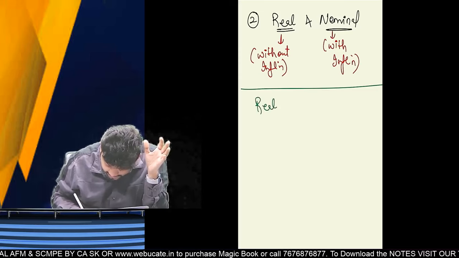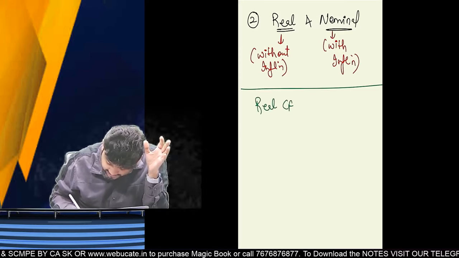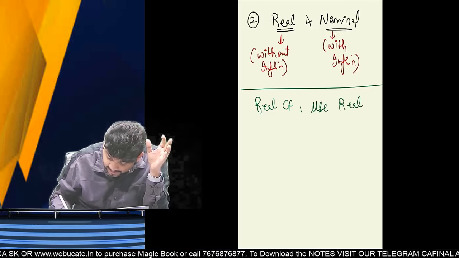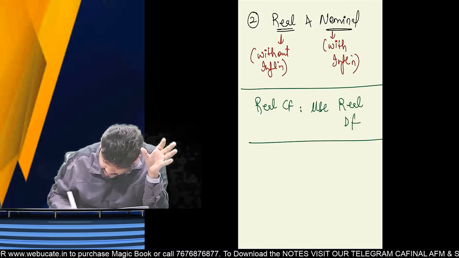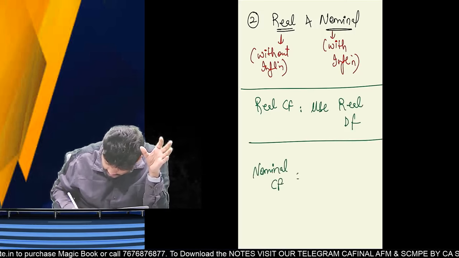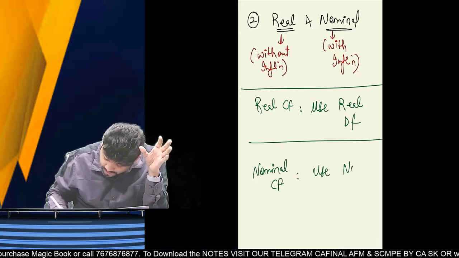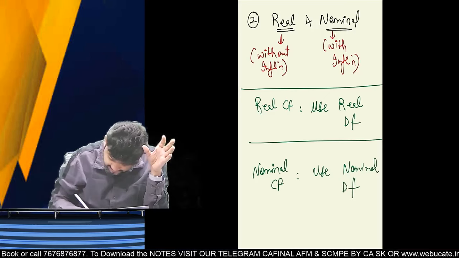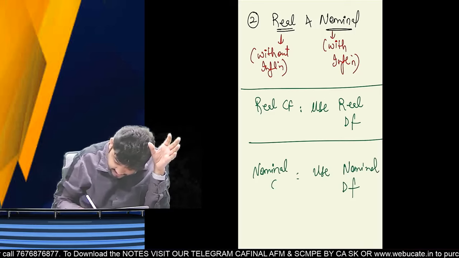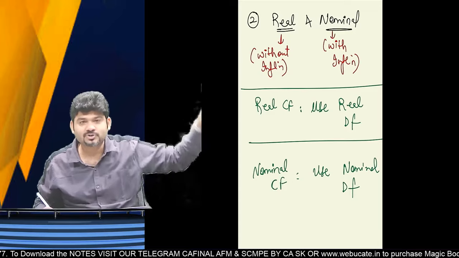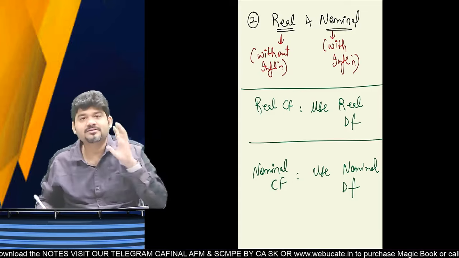Second thing. If real cash flows are given, always use real discounting factor. If nominal cash flows are given, always use nominal discounting factor. Any questions, anybody? Or any doubts? Done. So we are done with these three things.